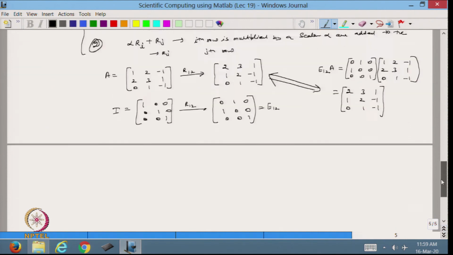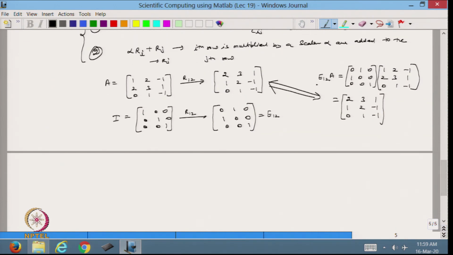Now suppose, instead of pre-multiplying, I post-multiply. My A is 1 2 minus 1, 2 3 1, 0 1 minus 1, and then 0 1 0, 1 0 0, 0 0 1. Now I multiply this with this column, so only 2 will come, then 3 and 1: 2 1 0 first, then 3 2 1, and minus 1 1 minus 1.